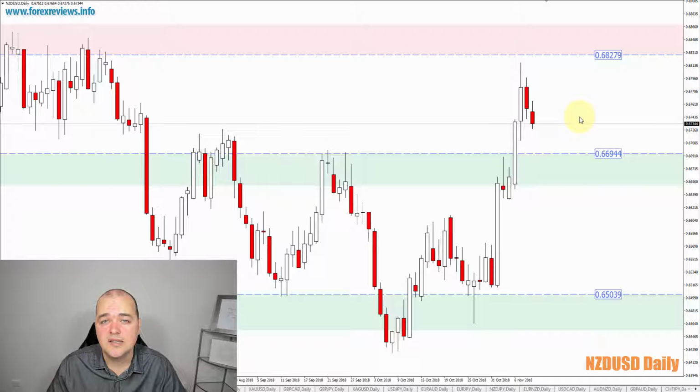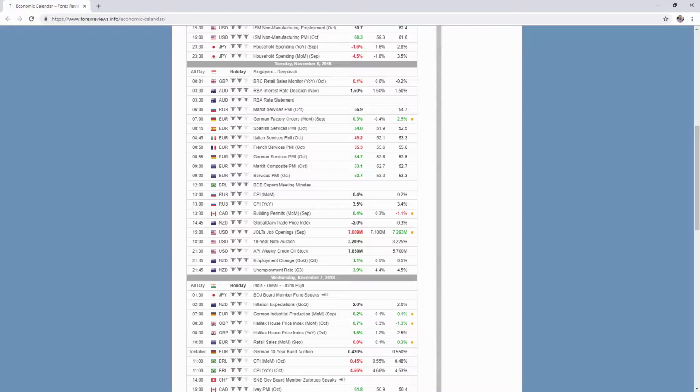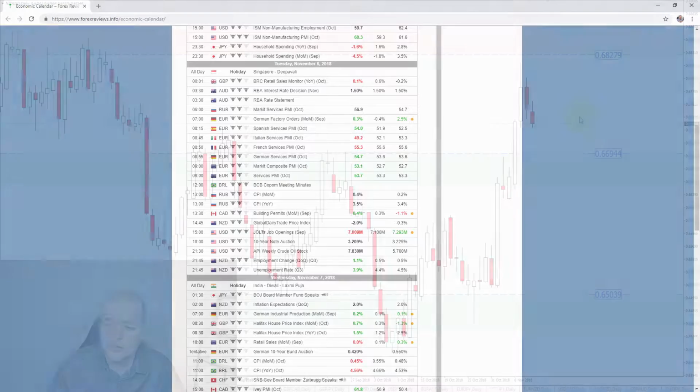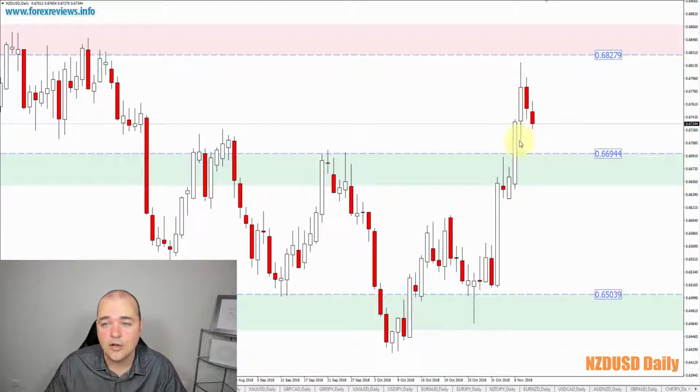Okay, next pair to cover is New Zealand USD, and on the daily chart, New Zealand dollar overall was a strong currency last week. And for all those people who are wondering why it was so strong, this was because during the week, a better than expected employment figure came out for New Zealand. Unemployment went down, and the employment figure was a much better than expected number than most economists were expecting. It caused a lot of traders to buy the market, and in the case of New Zealand USD, it caused price to break above and close above the 66.94 zone area.